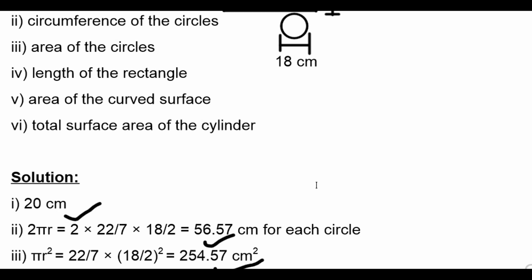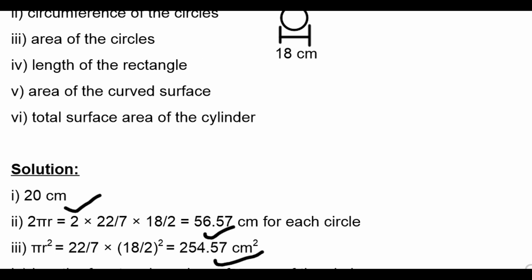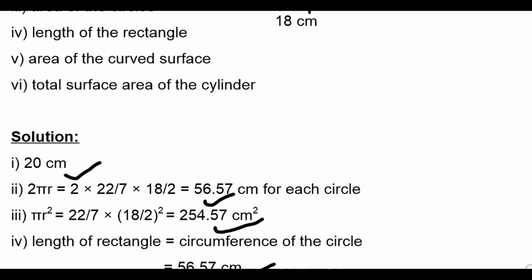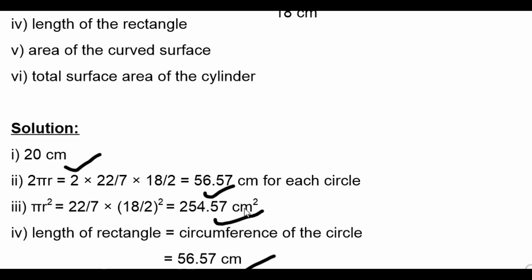Now let's find the length of the rectangle. The length of the rectangle is what? It is the circumference of the circle. You know the length of the rectangle from the circumference of a circle. The length is the circumference. We have found the circumference already as what? 2 pi r is given as 57.57. So the length of the rectangle is also equal to the circumference of that circle.